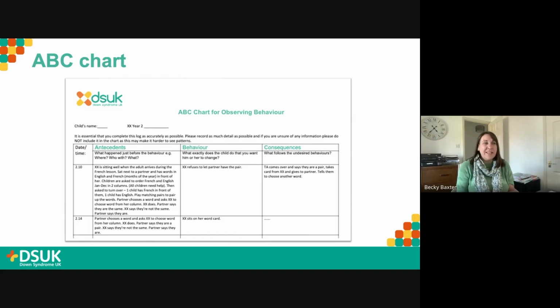But the TA comes over and says they are a pair, takes the card and gives it to the partner and tells them to choose another word. Exactly the same thing happens again. What's happening? They're not the same. When you look at them, they may mean the same month, but those cards are not the same. She's quite right. And she's not understood the task, really. And what we did was we just put coloured corresponding dots. So you were looking for the same coloured dot. So January had red and February had blue and so on. And then all worked perfectly well. But without doing that bit of observation, it would be hard to know what really was happening there.